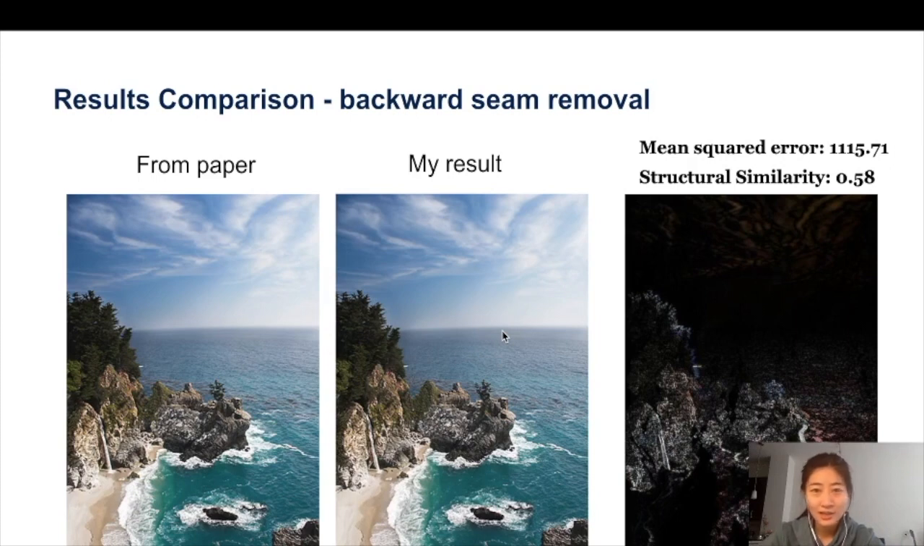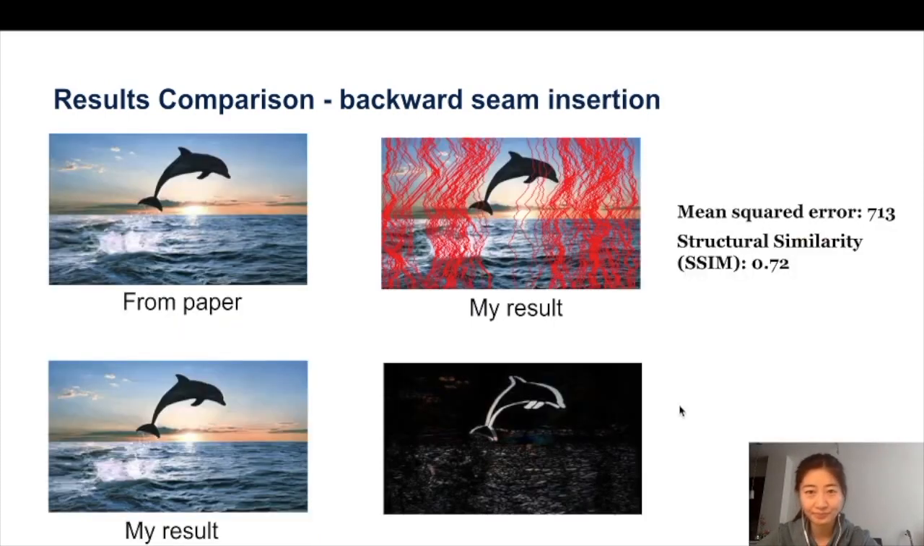Here are some results. Statistically, I measured the comparison with both mean squared error and structural similarity, or SSIM, which is a number between -1 and 1, and we want to achieve as close to 1 as possible. And visually, I calculate the difference and generate a picture that shows which part has the largest difference.